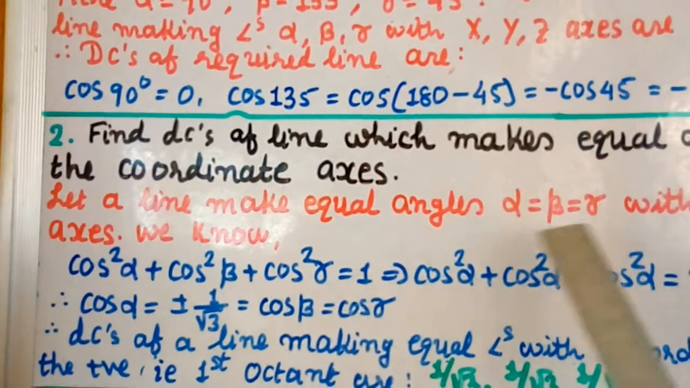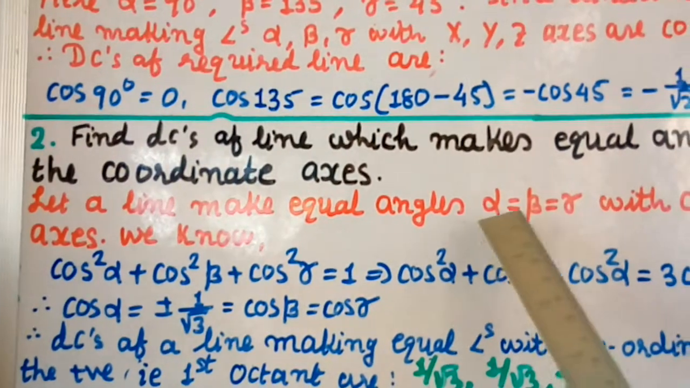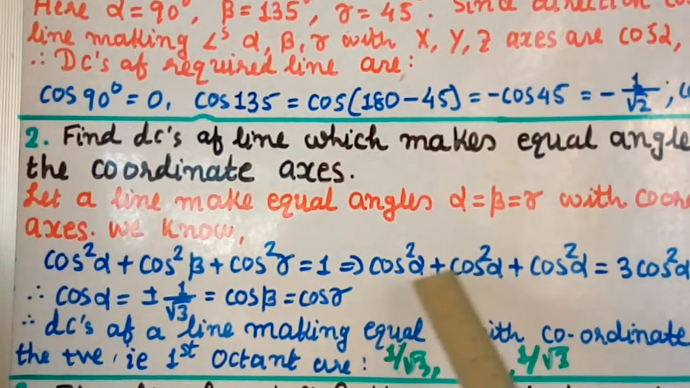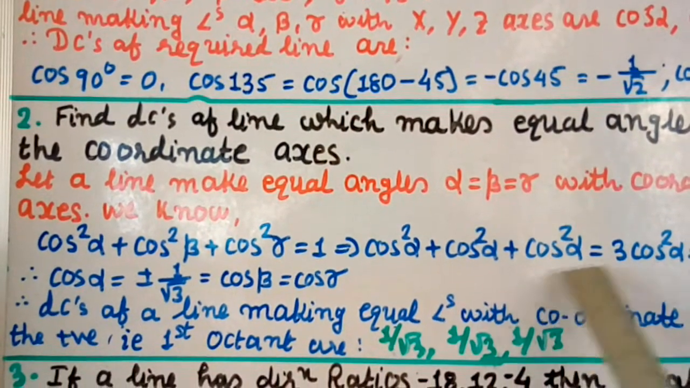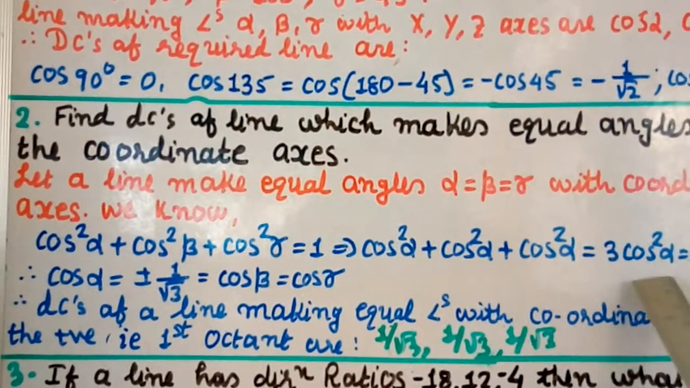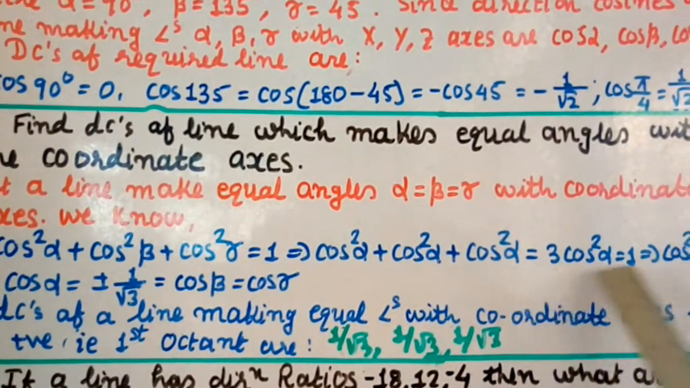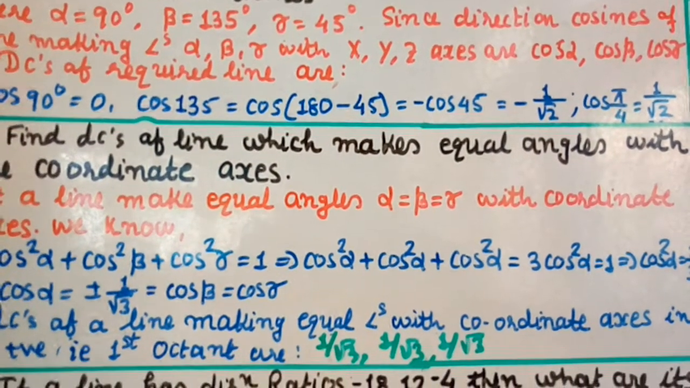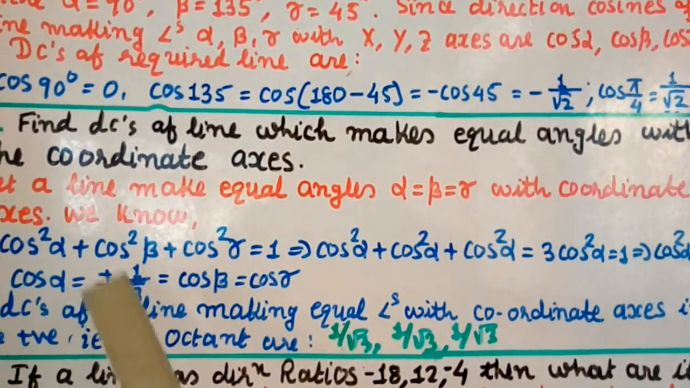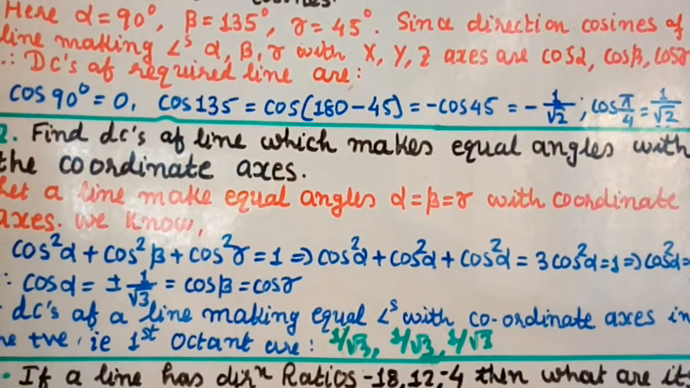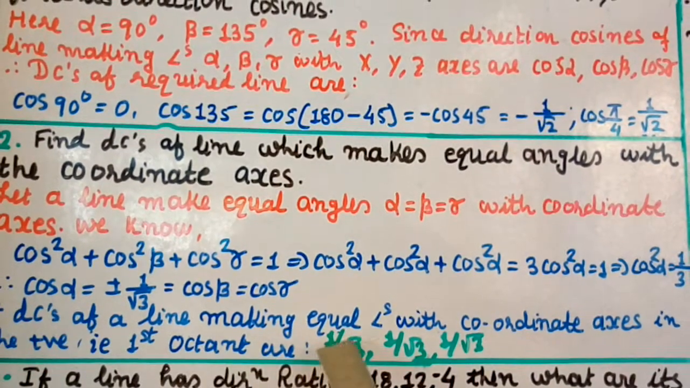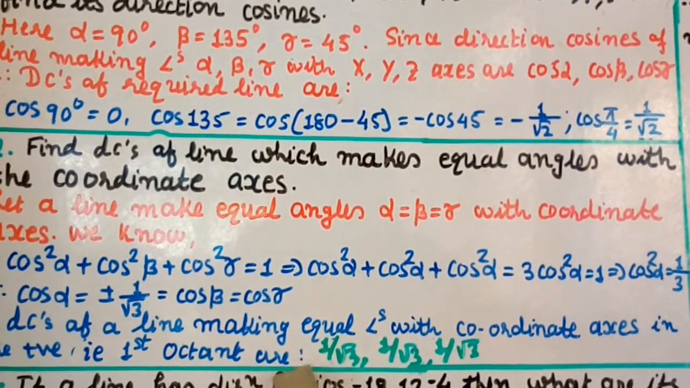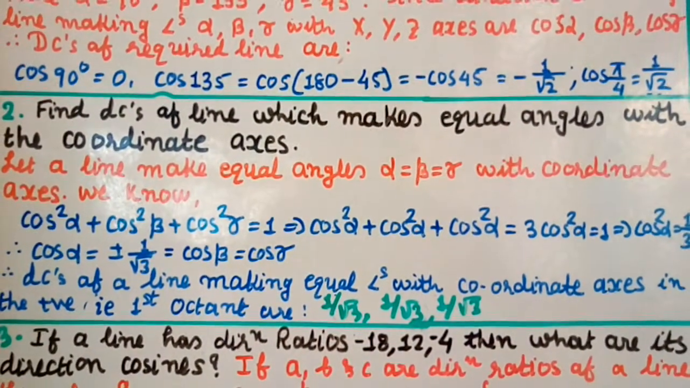Alpha, beta, gamma, all three are same. So instead of beta I'll put alpha, and gamma also I'll put alpha. So this can be written as cos square alpha plus cos square alpha plus cos square alpha equal to 1. So 3 times cos square alpha equal to 1. Transferring 3 over here, cos square alpha equal to 1 by 3. Taking square root on both the sides, you get cos alpha equal to plus or minus 1 by root 3, and this is the same value for cos beta and cos gamma. Therefore, DCs of a line making equal angles with coordinate axes in the positive, that is first octant, are 1 by root 3, 1 by root 3, and 1 by root 3.